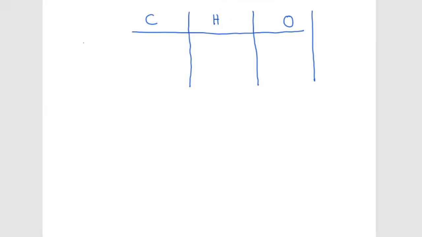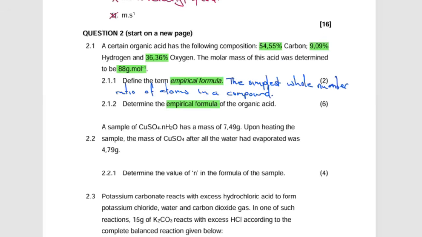So now we're going to take the percentages as they are given, right? The percentage for carbon was given as 54.55.